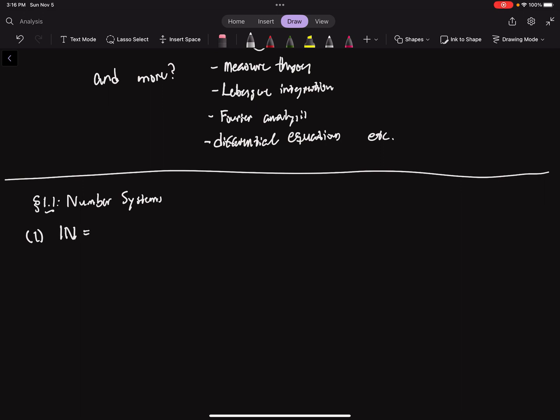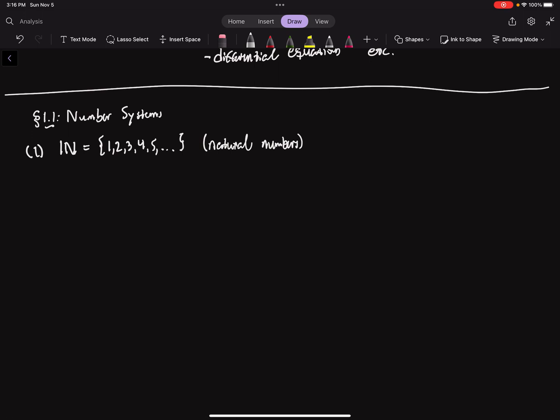We denote this by boldface N: 1, 2, 3, 4, 5, etc. And these are the natural numbers. Okay, and what can we do with natural numbers? Well, we can count things. We can call these the counting numbers.